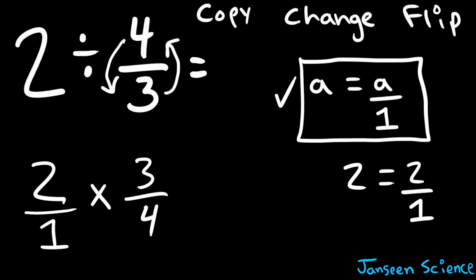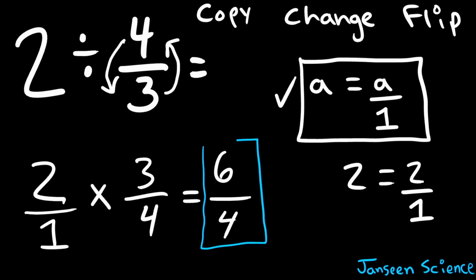Next, let's go ahead and multiply across. 2 times 3 is 6. And the reason why I changed the 2 into a fraction is because we want to multiply the bottom numbers, 1 times 4, and that is 4. So the answer is 6 over 4. And there you go.